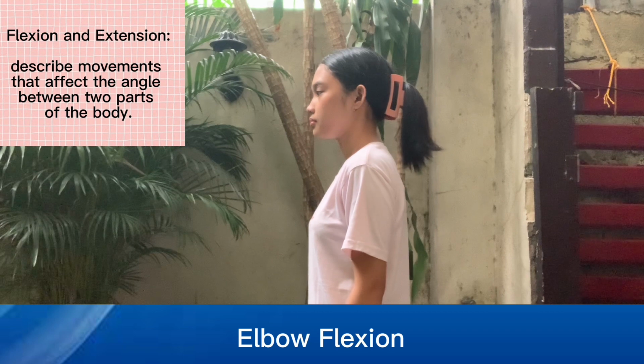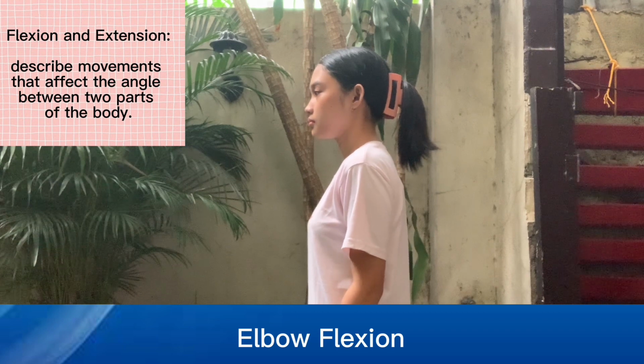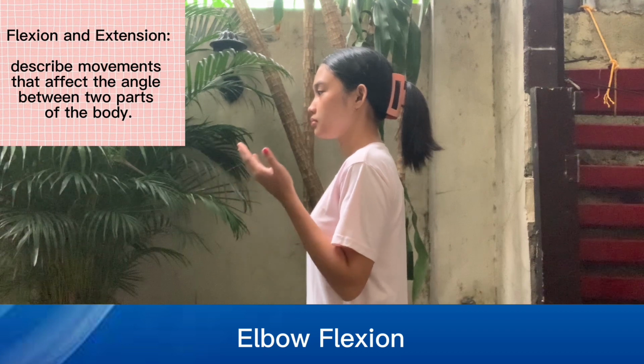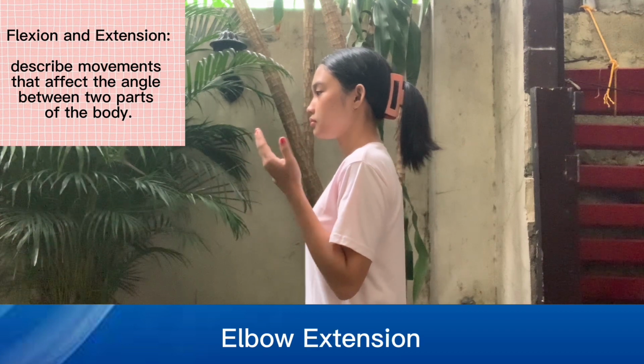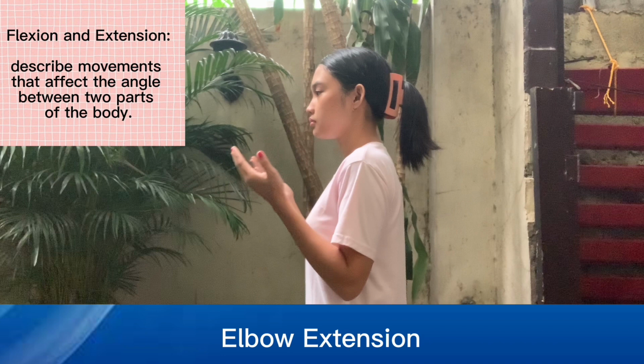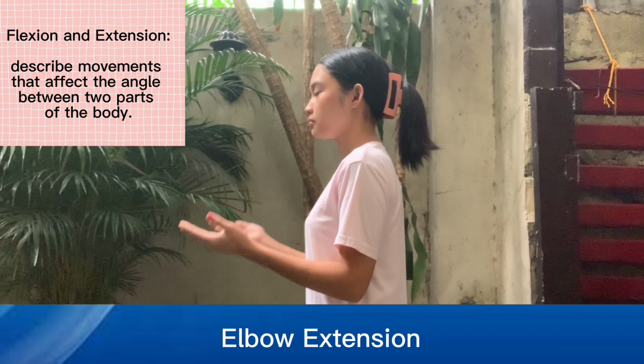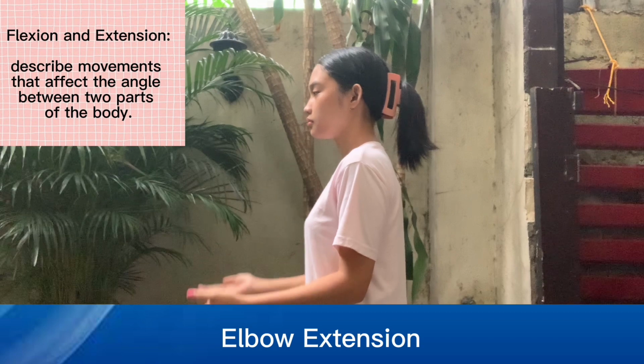Elbow flexion occurs when the angle between the forearm and arm decreases, allowing the ulna of the forearm to move closer to the humerus bone of the arm. In contrast, elbow extension, also called forearm extension, occurs when the forearm moves away from the arm, increasing the angle between those bones. The next example of flexion and extension of the body movement is the thigh and hip.